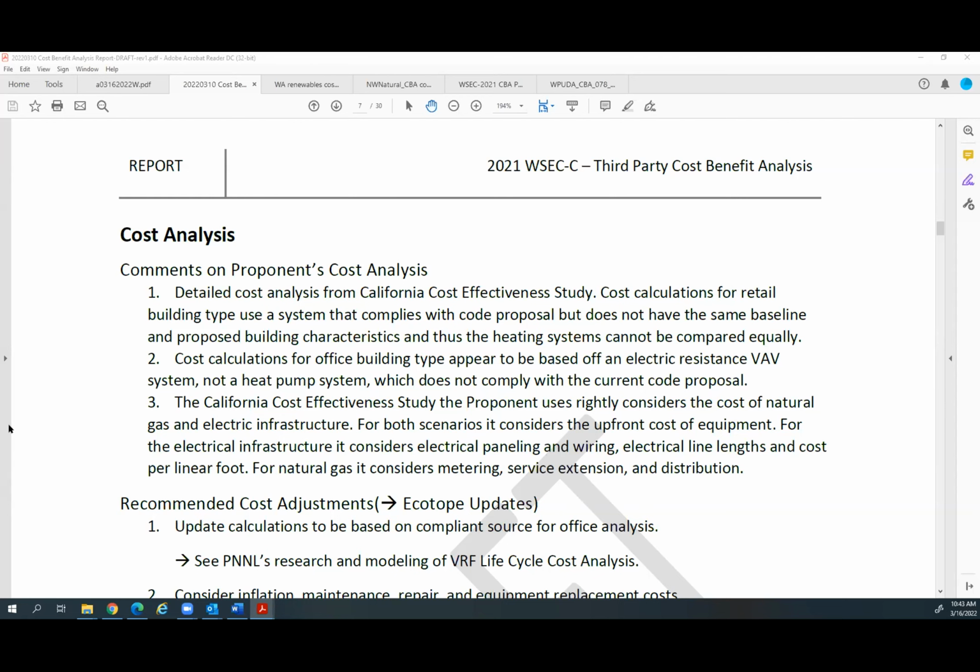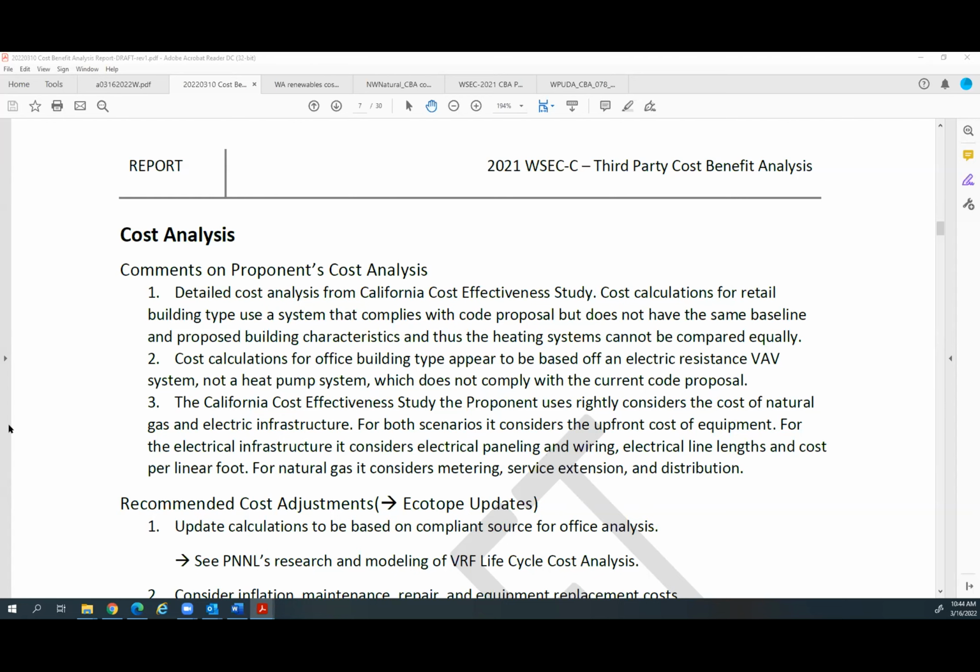As we mentioned here, we're pointing out that the study used by the proponent considers these pieces of infrastructure. We're bringing it up as a means to try to show a comparison between the two. But that California study was not our own study. Okay.